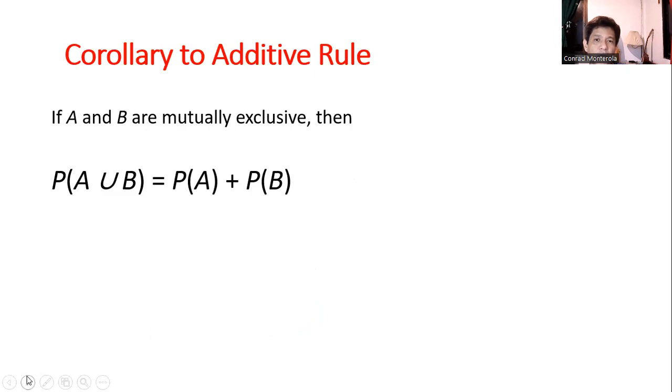And then there is a corollary to the additive rule. Earlier, in the last video, we had the multiplication rule. A corollary to the additive rule is like a special case: if A and B are mutually exclusive, then the probability of A union B is equal to the probability of A plus the probability of B. This means that when events are mutually exclusive, there is no intersection. The probability of A intersection B would be equal to 0. So this one is true.